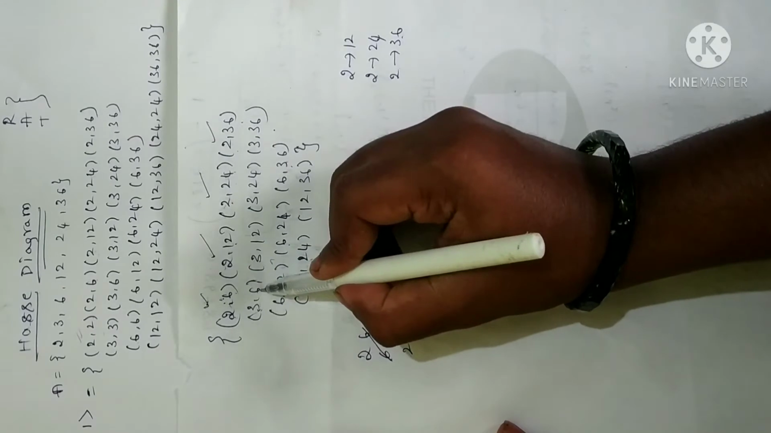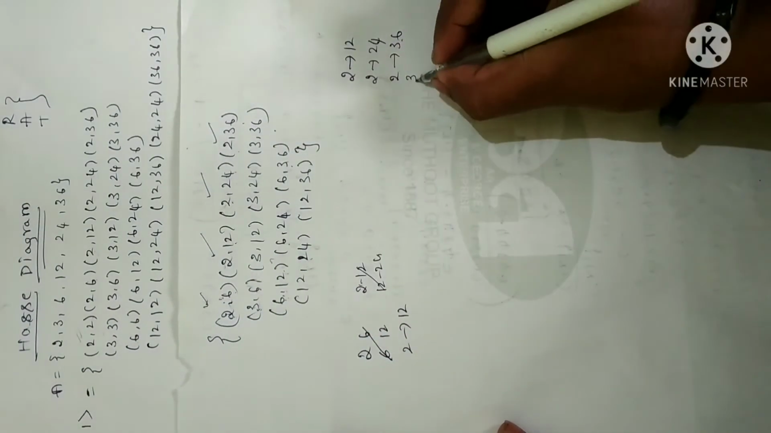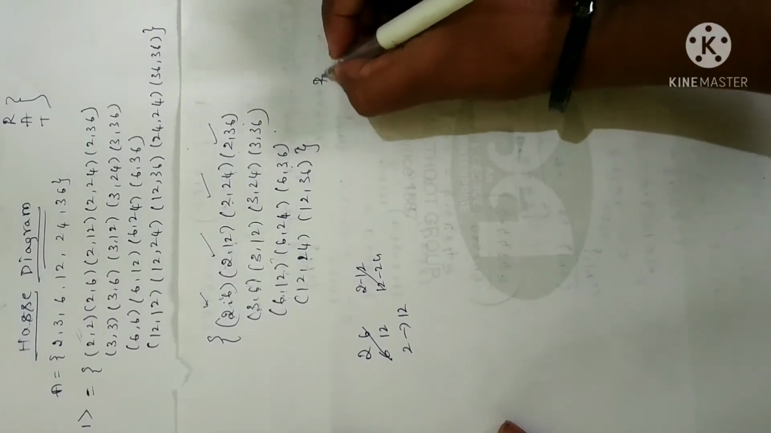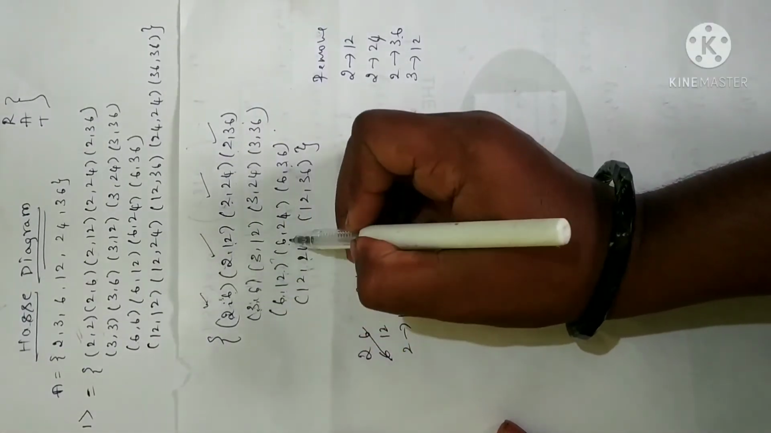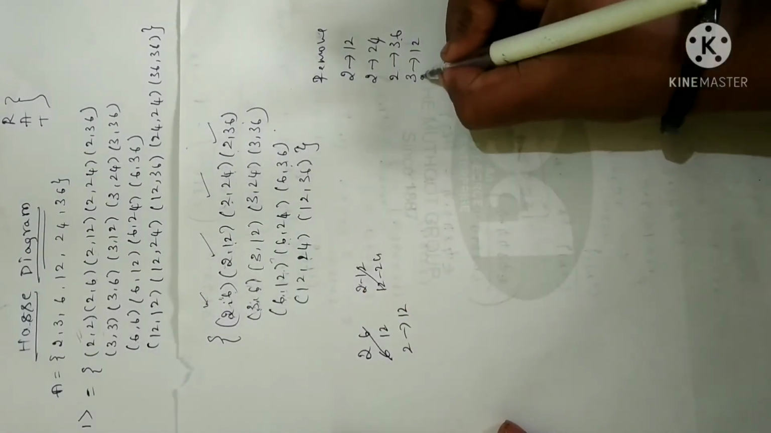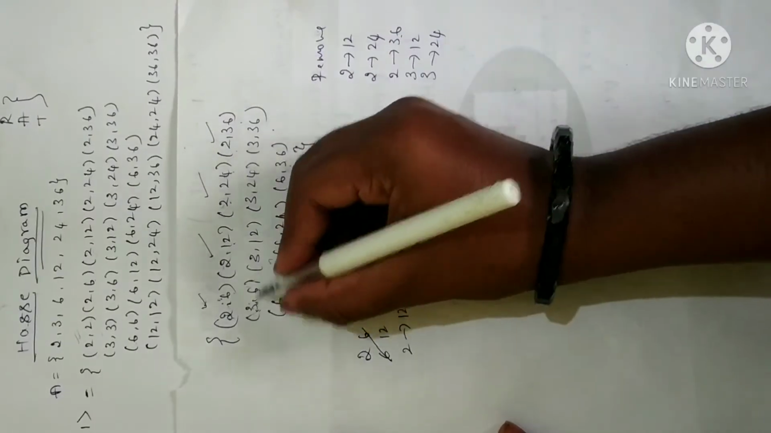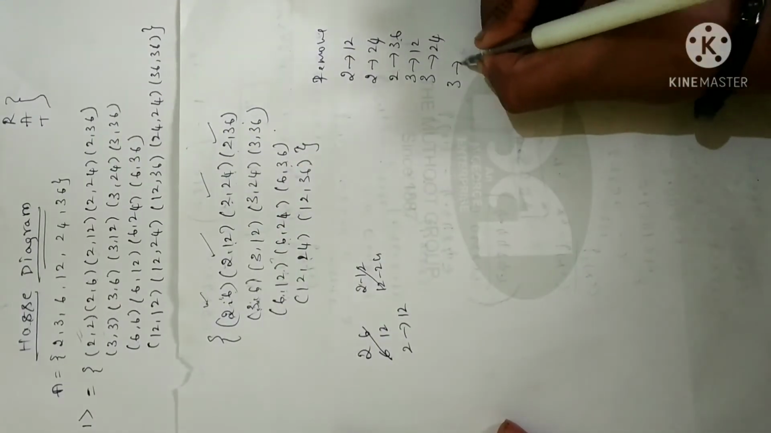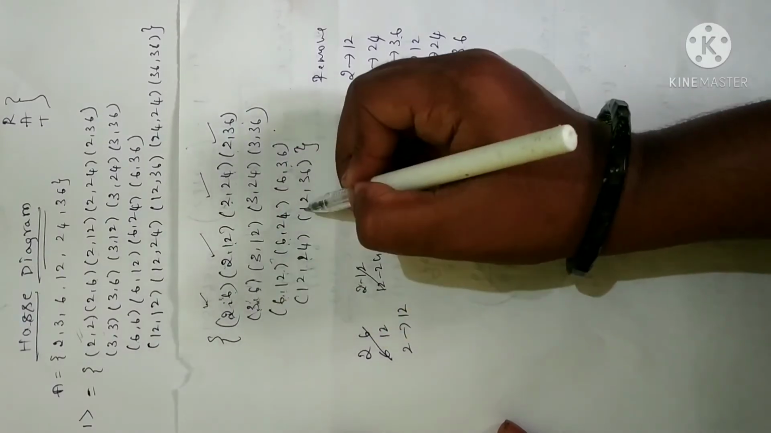Next 3 to 6. Yes, I have 6 to 12. So the 6s get cancelled. I'll get the 3 to 12 arrow, which I have to remove. These arrows I have to remove. Fine. So 3 to 12 I am going to remove. Next 3 to 24 I am going to remove again. Next this with this, 6 repeated, so 3 to 36 I have to remove. Clear?